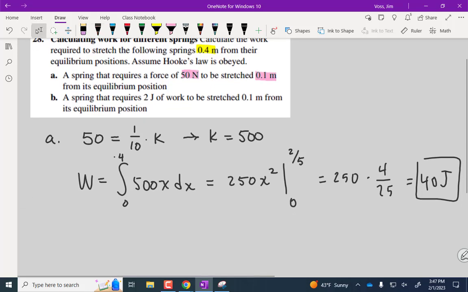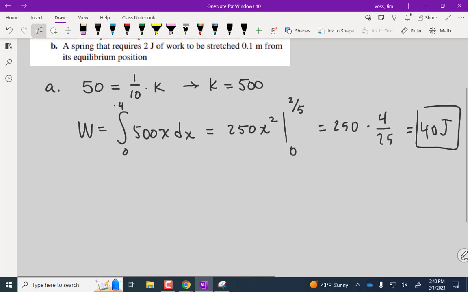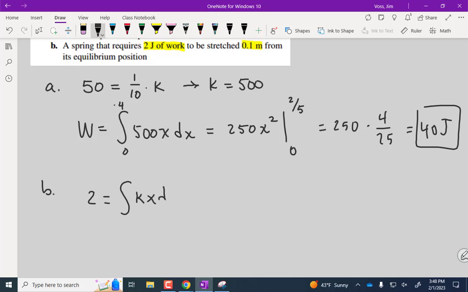Okay, so that's the classic way that you're given a data point to find the K value and then evaluate the work. So let's look at the second one. The second one does not give us force and distance. It gives us work and distance. So here's how we're going to set this up. We are told 2 joules of work, and we know that work is the integral of kx. We don't know the k yet. But that's okay. We can integrate this.